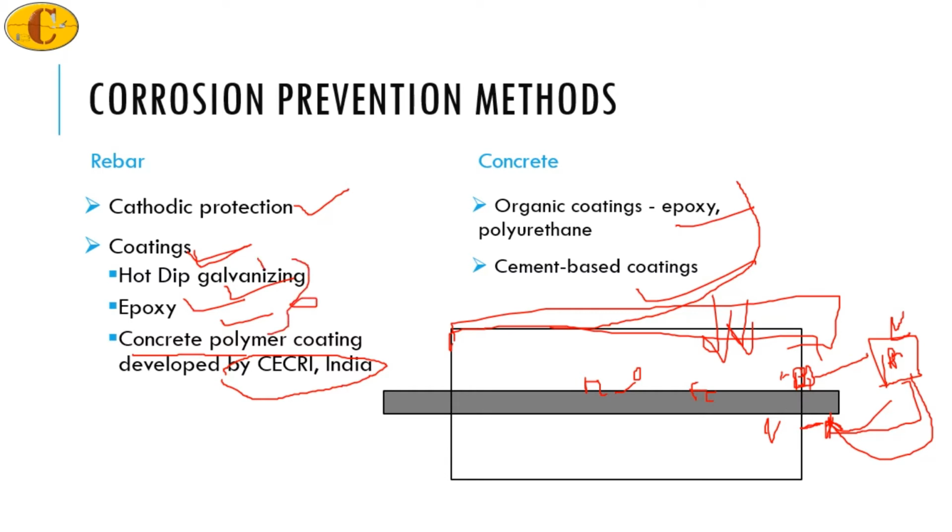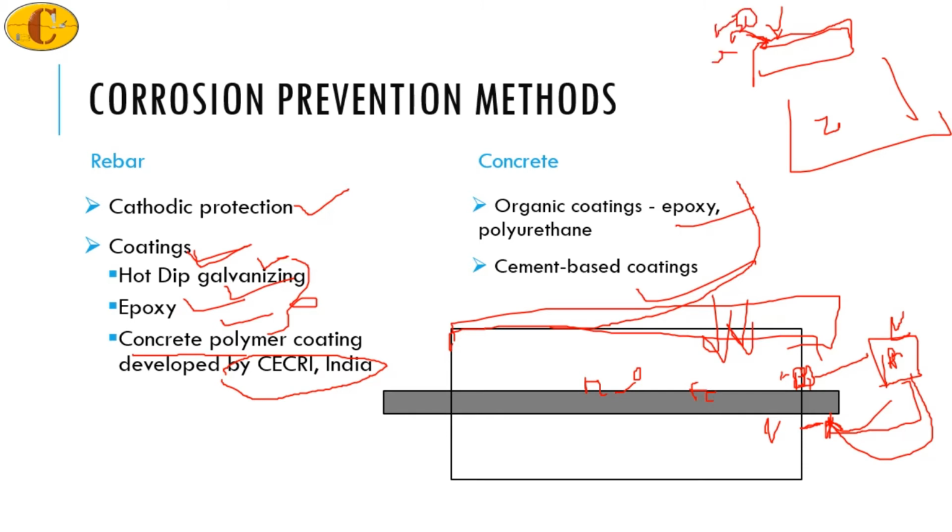The hot dip galvanizing is very similar to what is done in other industries. You will have the concrete rebar, and you will dip it in molten zinc, and you will have a zinc layer on top of the rebar. So even if you have a scratch, the zinc will give sacrificial protection, which means that the zinc will corrode in the presence of H2O and oxygen instead of iron.